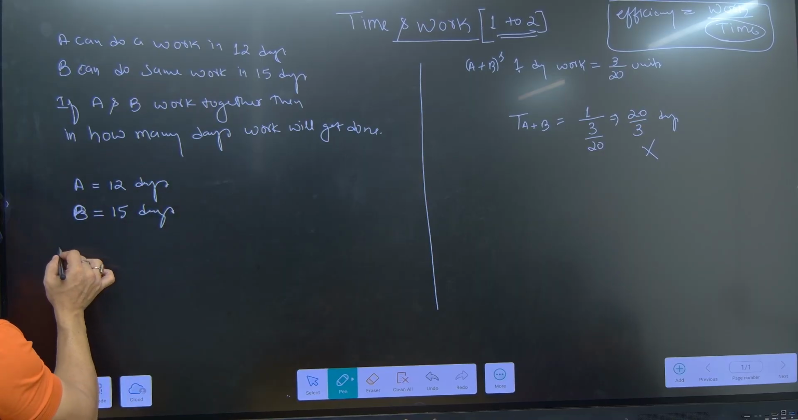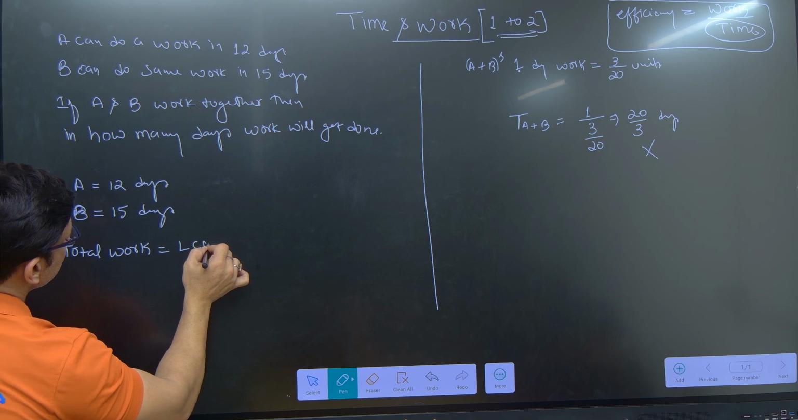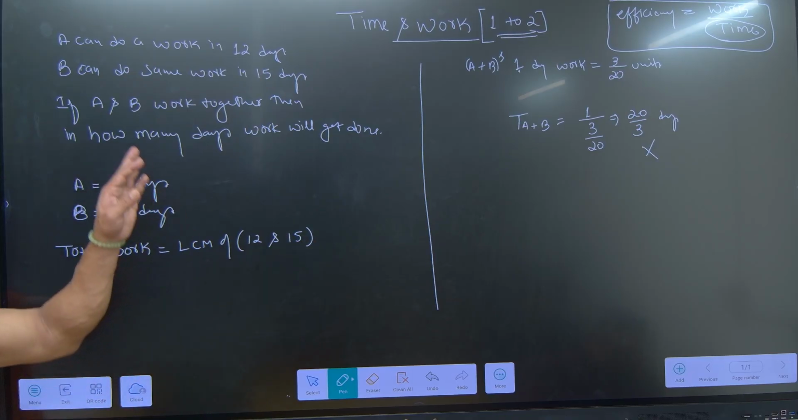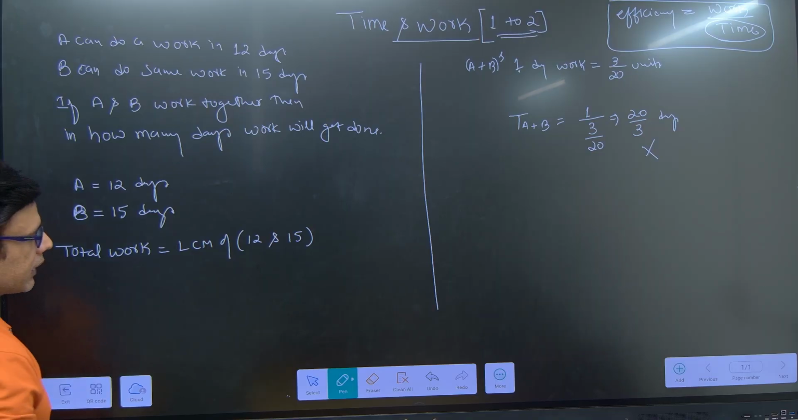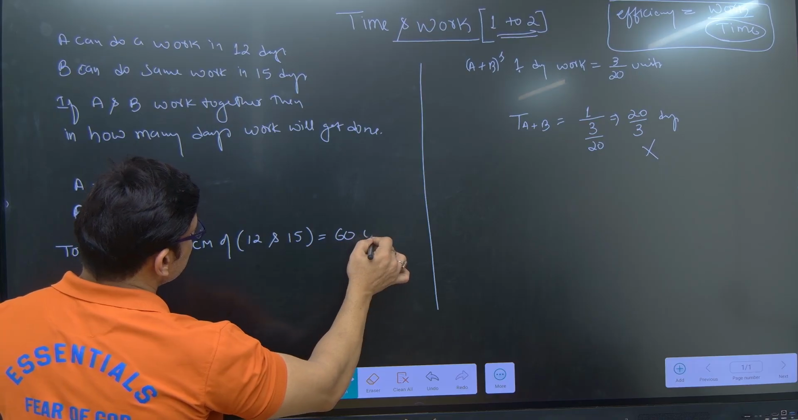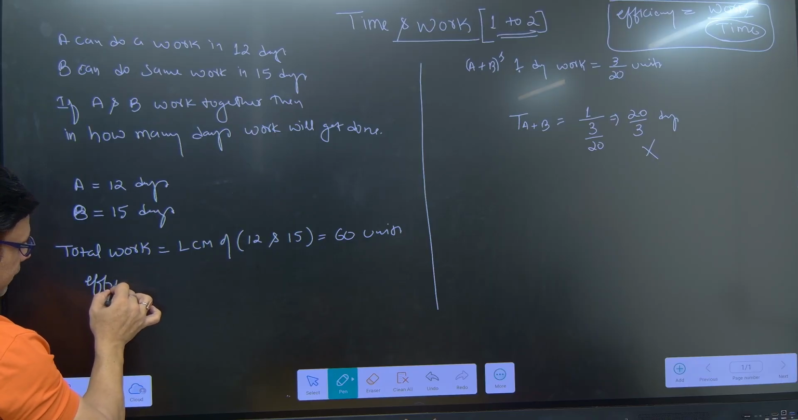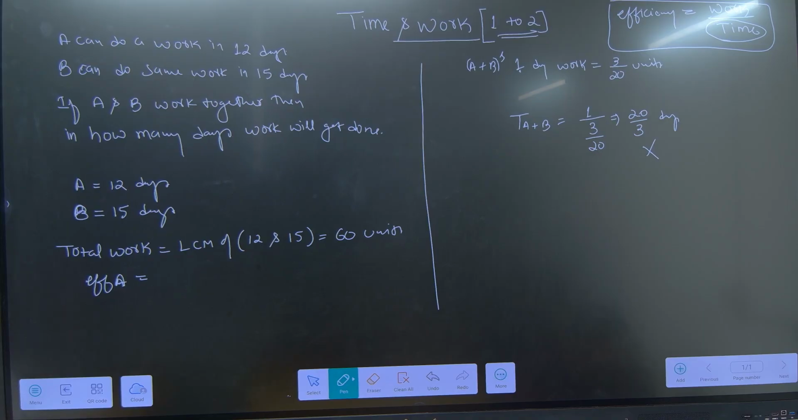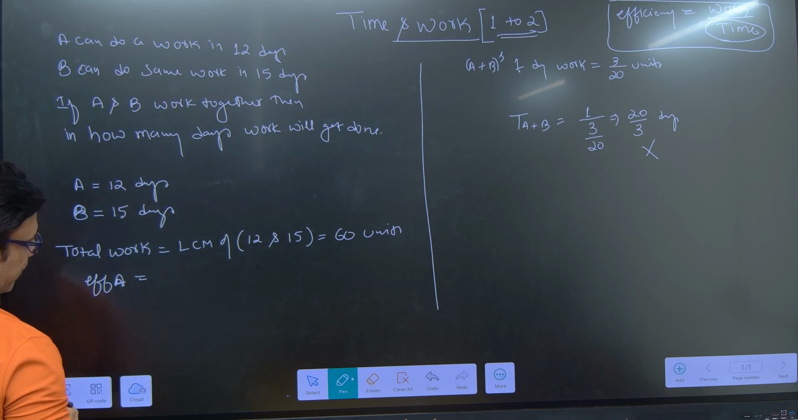First, you find total work. And total work is LCM of 12 and 15. That means whatever given number of days are there, you take total work as LCM of that number. So since 12 and 15 are given, take LCM of 12 and 15 as your total work, which is equal to what? 60 units, right? Then find efficiency of A. So how to find out efficiency of A? How to find out efficiency from their formula? So how much will be the efficiency of A?